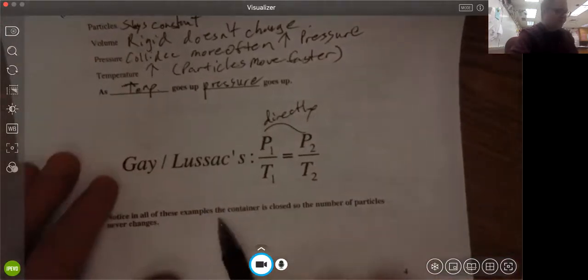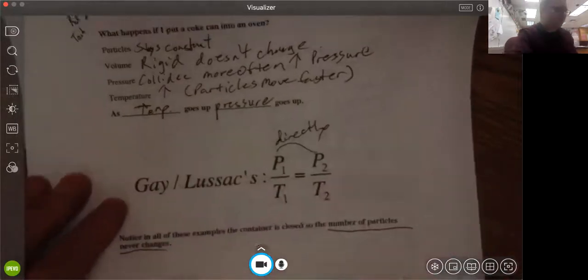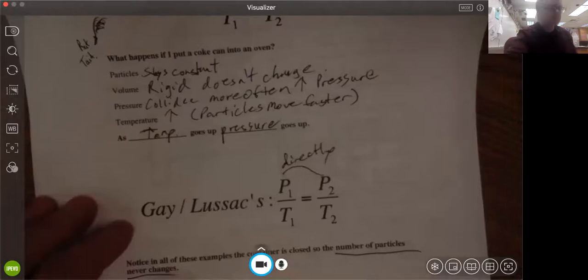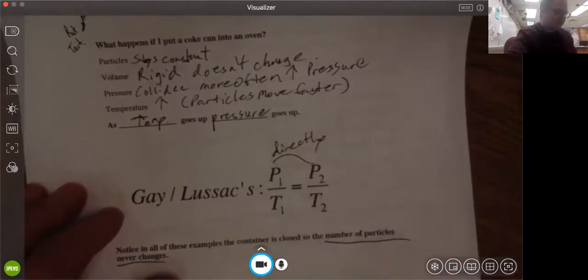So notice all of the changes that we've done have a set number of particles. The particles never change. It's only the temperature, pressure, and volume that can change.